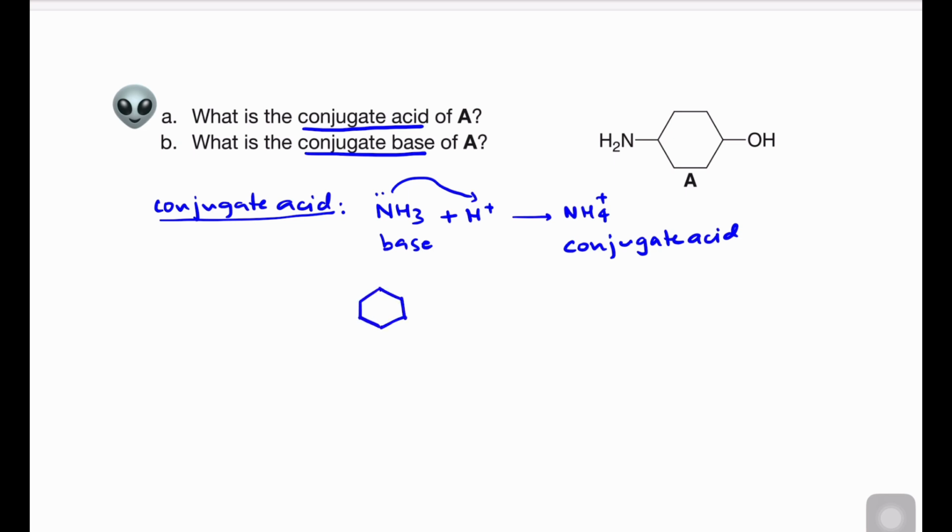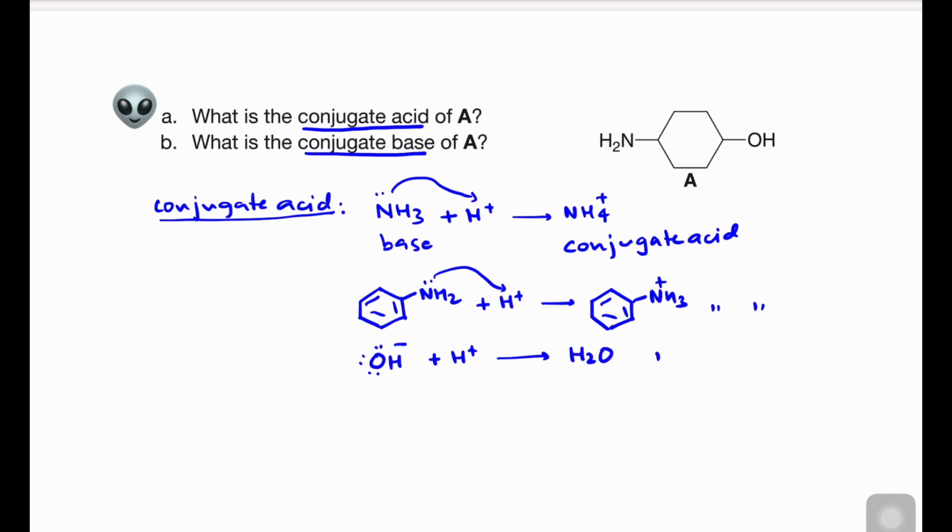Suppose we have aniline, and when it gains H+, it will become anilinium ion. That is its conjugate acid. Okay. For example, we have hydroxide ion. It will take H+ to become water. So water is the conjugate acid of hydroxide ion.